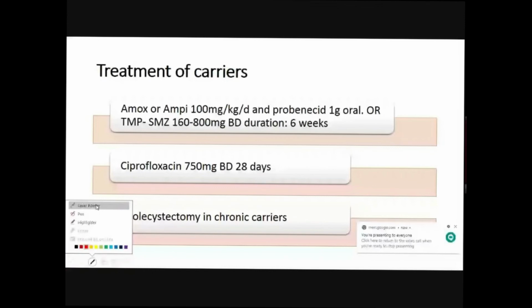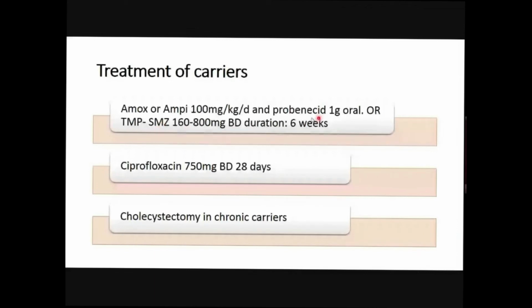Ciprofloxacin twice daily for 28 days. If you are going to give amoxicillin or ampicillin, you have to give it along with probenecid, or you can give cotrimoxazole. Again, this is given for a duration of 6 weeks. That should be remembered: treatment of carriers is different from cases. Cholecystectomy can be done in case of chronic carriers. This was suggested for Typhoid Mary, who had infection in the gallbladder, as found in her postmortem. She was advised to undergo cholecystectomy when she was infecting many people, but she refused the procedure. So this is about treatment of carriers.